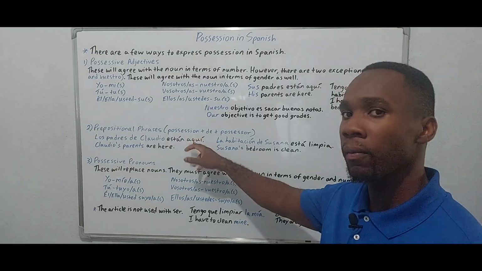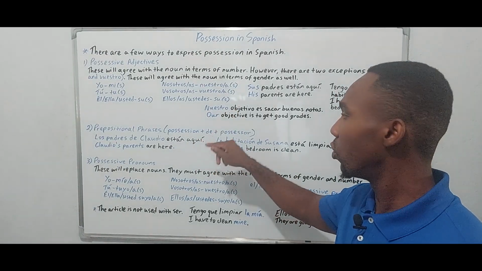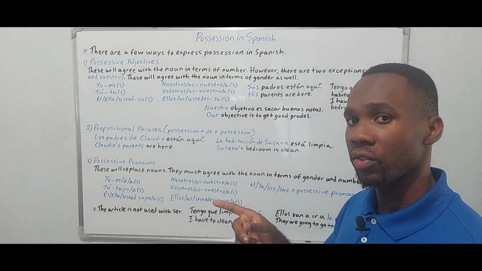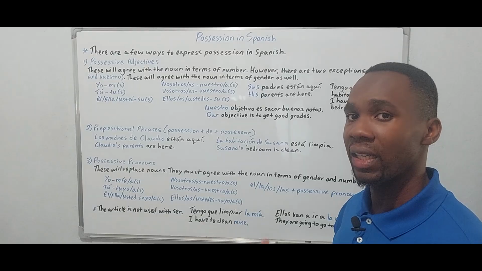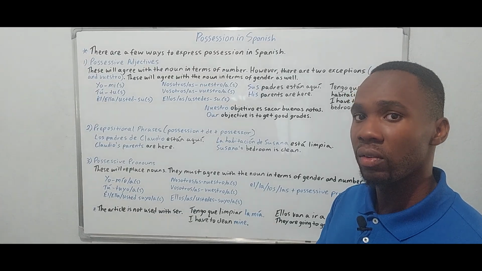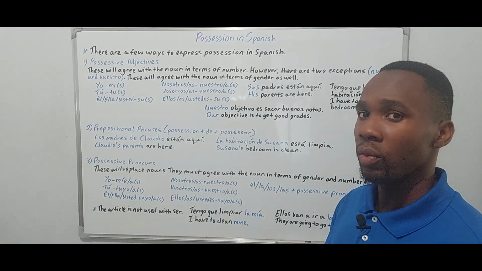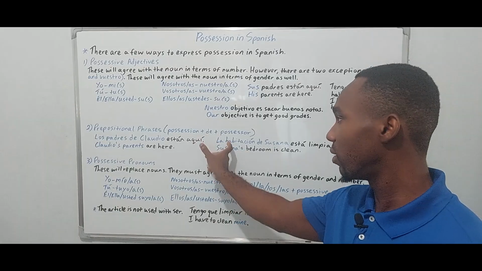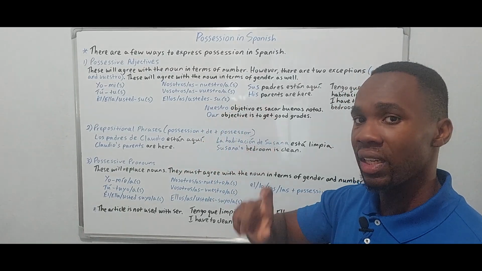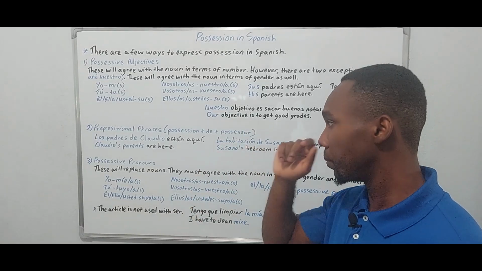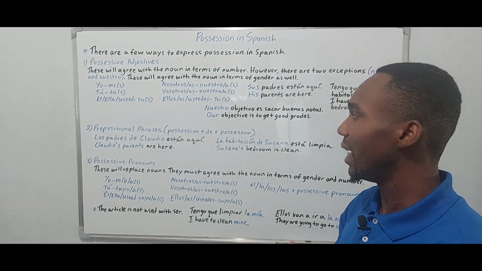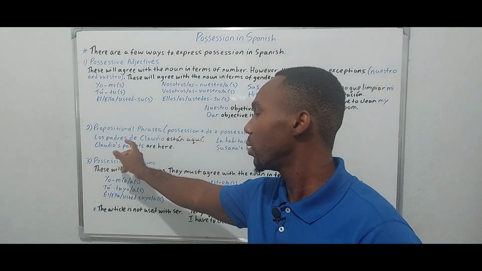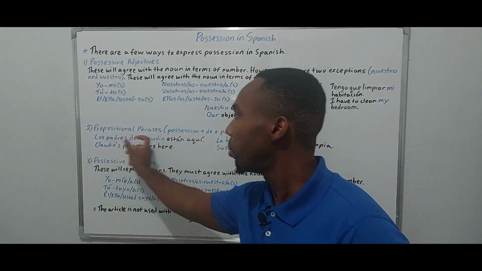So we use the possession followed by the preposition de, followed by the possessor or the owner. Okay, so in English this will be apostrophe s. You know how in English we add the apostrophe s to indicate that something belongs to someone or something? Right. This is how we would form that in Spanish. So the apostrophe s is going to be this structure: possession followed by de, followed by the possessor. So for example, los padres de Claudio están aquí. Claudio's parents are here. So you see, the apostrophe s is this entire prepositional phrase.